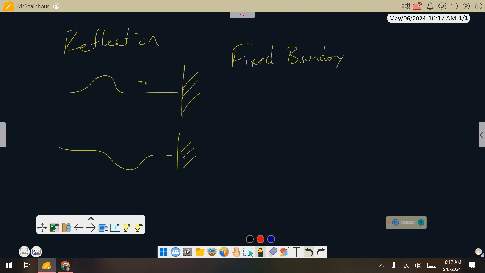So what is this going to do? It puts an equal and opposite force. If this is putting a force up, what is it putting a force on it going? Down. So what that forces it to do is cause the wave to reflect and invert.